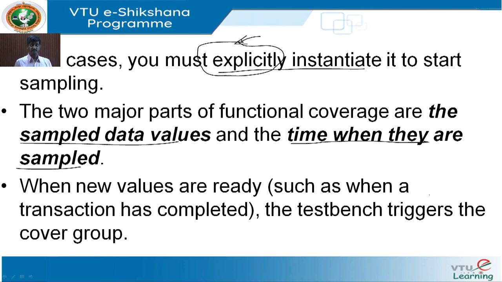When new values are ready, such as when a transaction has completed, the test bench triggers the cover group. So these are the different aspects to look at for a particular cover group. Keep it in mind. Your test bench needs to be equipped so that all these cover groups handle all the transactions for these new values. Whatever test vectors you have defined which trigger a cover group may not be considered as a transactional value. Our major interest is to consider all, but practically that won't happen.